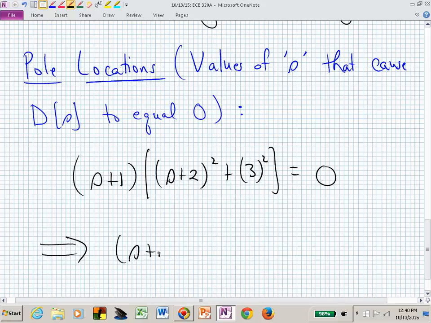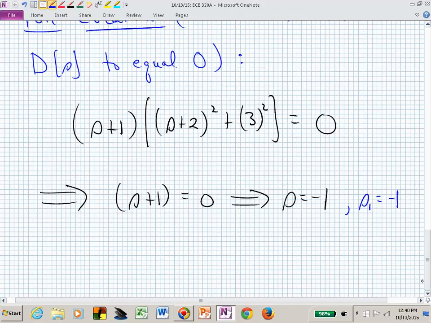The first one is when s plus 1 is equal to 0 or when s is equal to minus 1. And we might just, to make sure we're keeping track of those, call that s sub 1. That's our first pole or first root. The other two need to come from that second piece, because if the second piece is equal to 0, then those would be values of s that cause that to vanish.